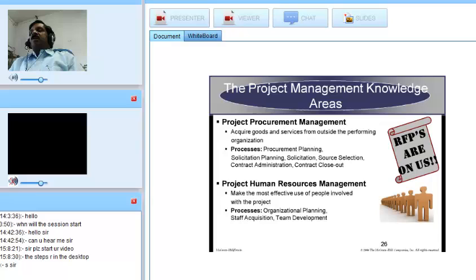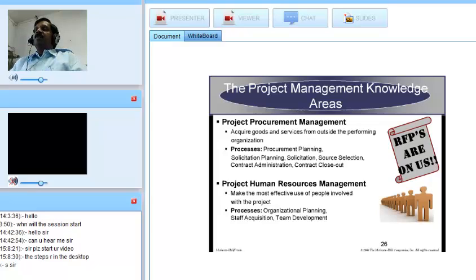Then the next knowledge area is project procurement management. Many of the materials may have to be procured outside your organization, so you must have a plan for it. Project procurement management talks about acquiring goods and services from outside the performing organization. The organization in which you are doing the project may need to procure many materials, so you must have a procurement plan.